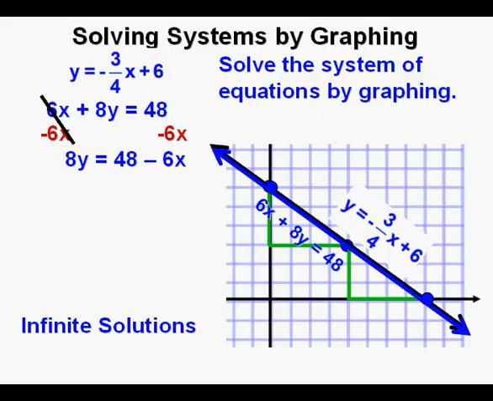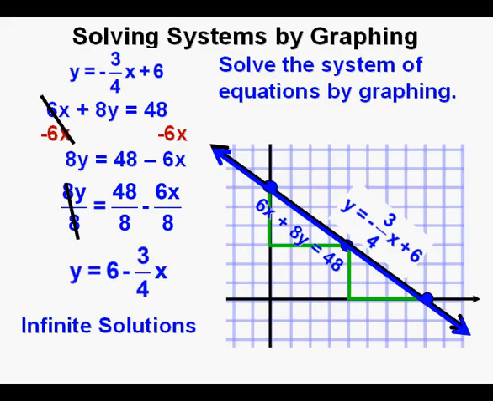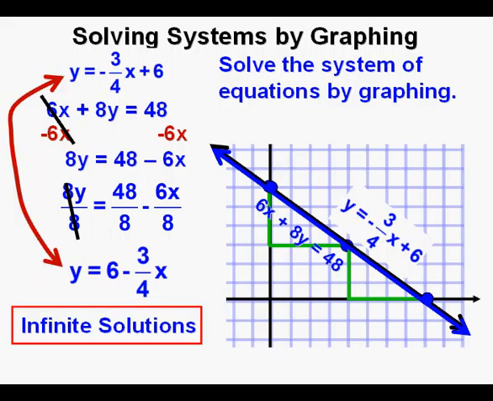Divide both sides of the equation by 8. 8 over 8 cancel on the left side to equal 1. We bring down what's left, and it's y equals 6 minus 3/4 x. And at this point, we should be able to see these two equations as the same, again showing that this system of equations contains an infinite number of solutions.